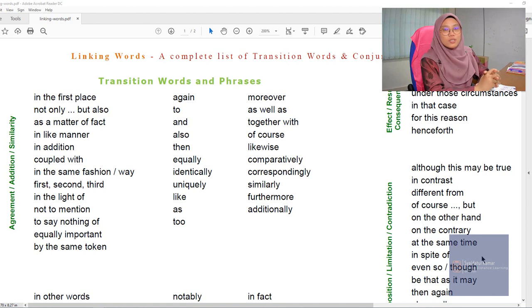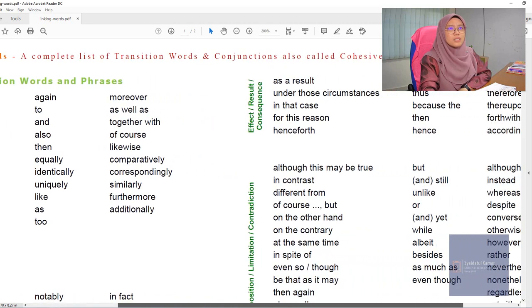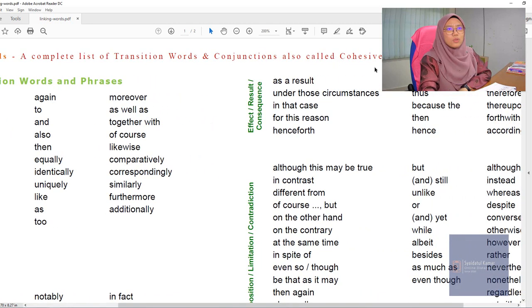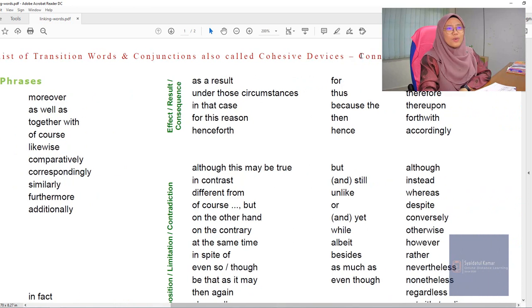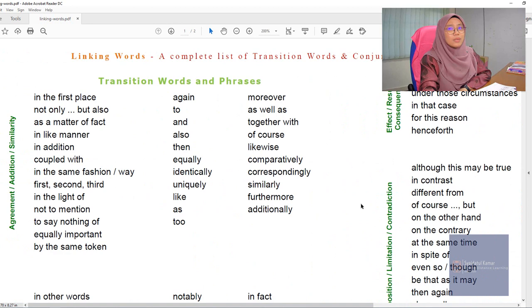I am still going to cover the reading strategies. Okay, so in this video, the reading strategy that I am going to cover is called linking words, or transition words, or conjunctions, and also sometimes it is called cohesive devices or connecting words. So there are many title labels that can be used to describe this particular reading technique. Okay, but let's take a look at what it is about.